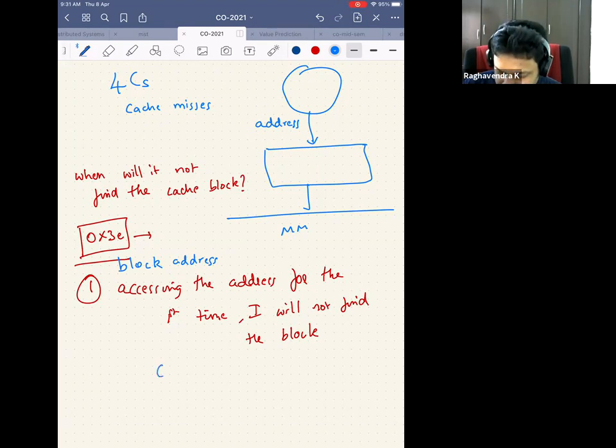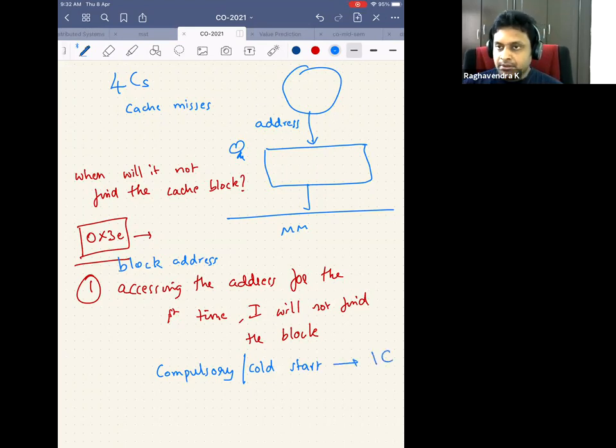So this is called compulsory, because it's compulsory. There is no way for the cache to have gone ahead to the main memory and kept that block in the cache, because the CPU hasn't even started running anything. Of course, there are ways to overcome this, but we will not be seeing that in this course. This is called a compulsory or cold start miss, like starting the engine. So this is the first C of the miss.